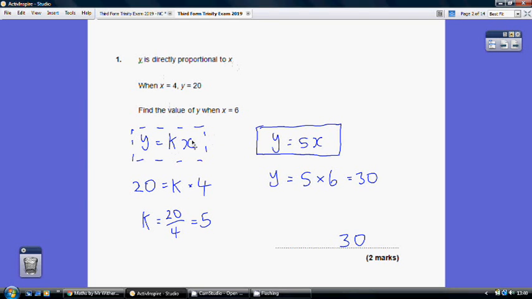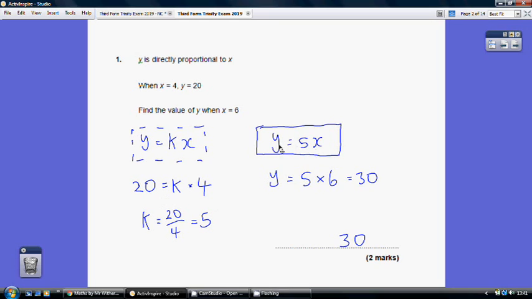Now, step 2 is to work out what this unknown constant k is, and we can do that because we've been given this fact here, when x is 4, y is 20. So substituting those into our provisional formula, we get 20 equaling our unknown constant k times 4, so clearly k has got to be 20 divided by 4, which is 5. So we found out what this unknown constant is, k is 5, so we can now have a finalised formula, which is y equals 5 times x, rather than k times x, because k is 5.